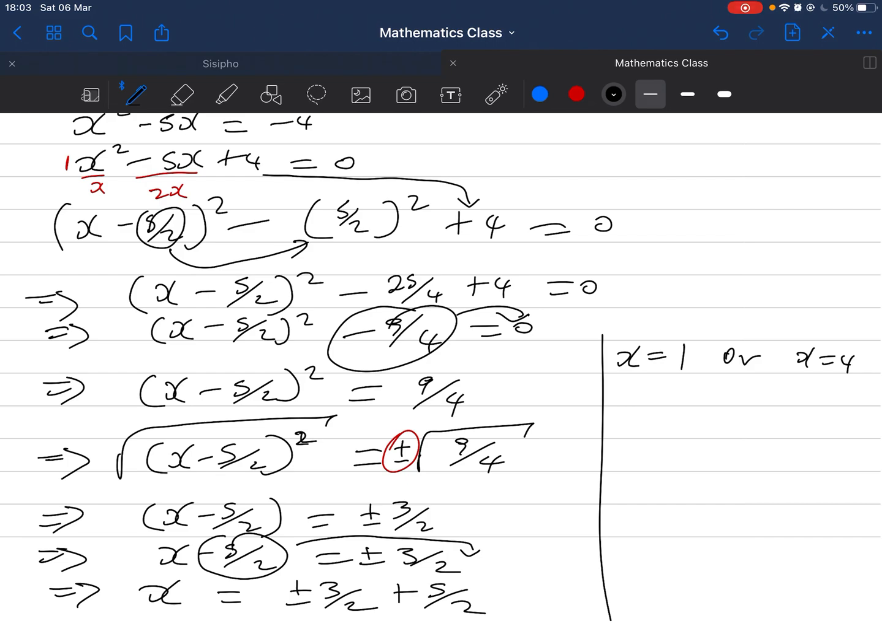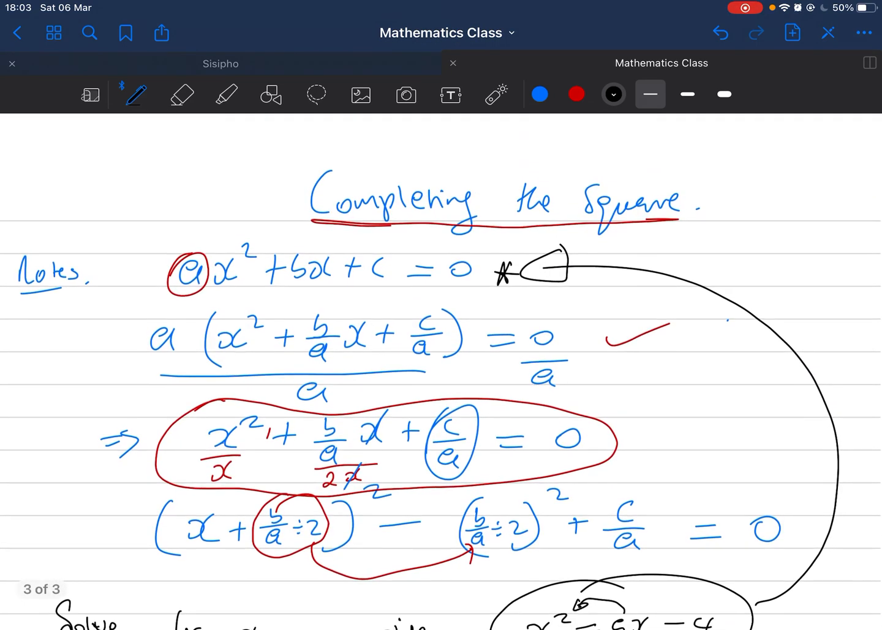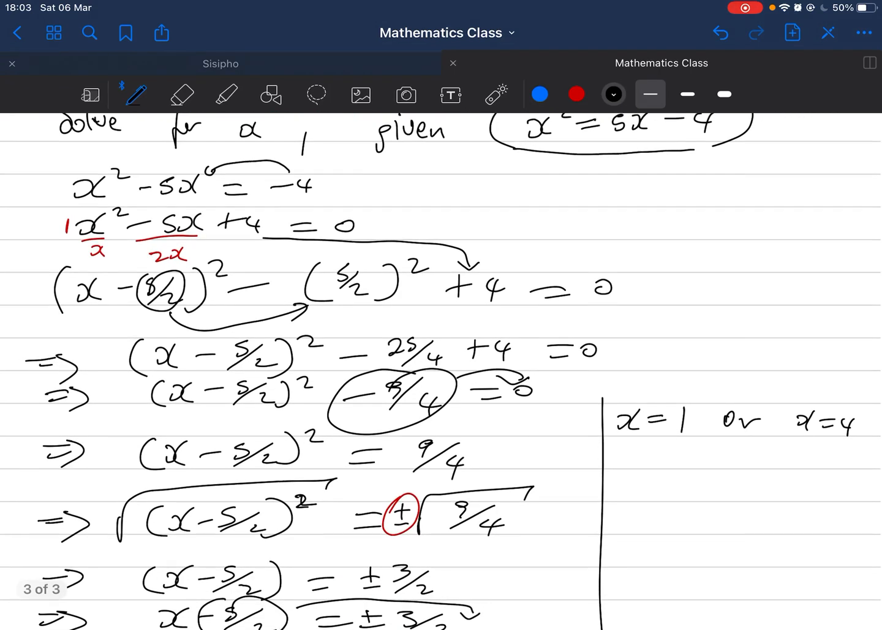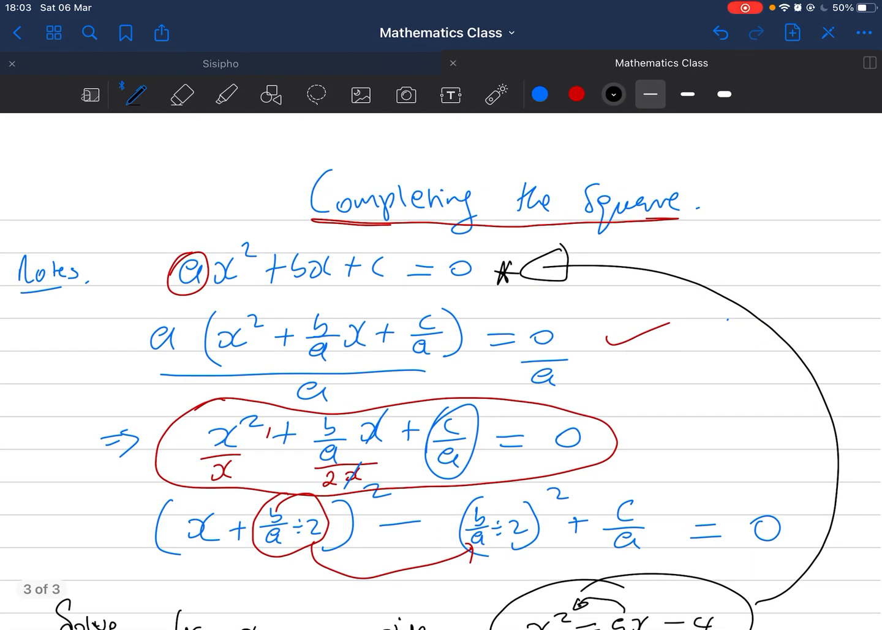Voila, that's what we got on part 1, and that's what we get on part 2. It's another way of solving this question, using completing the square.